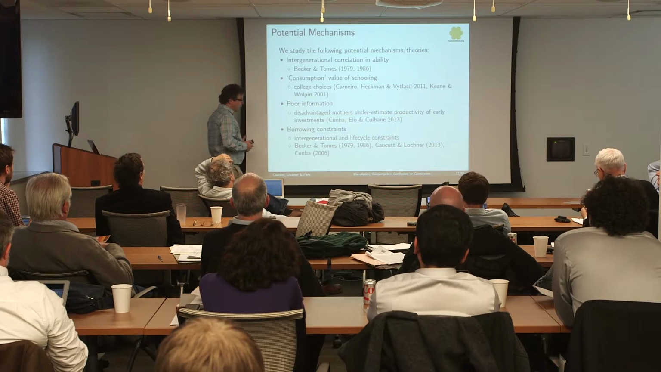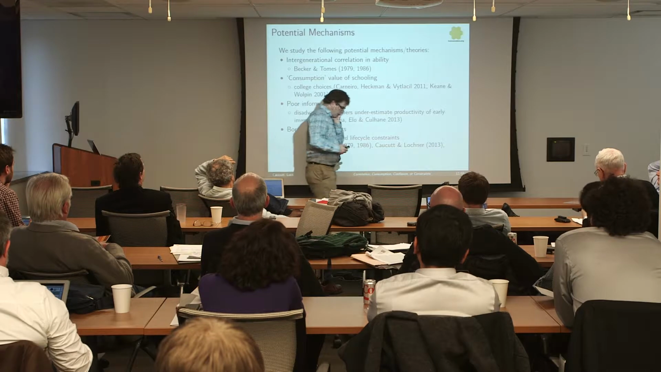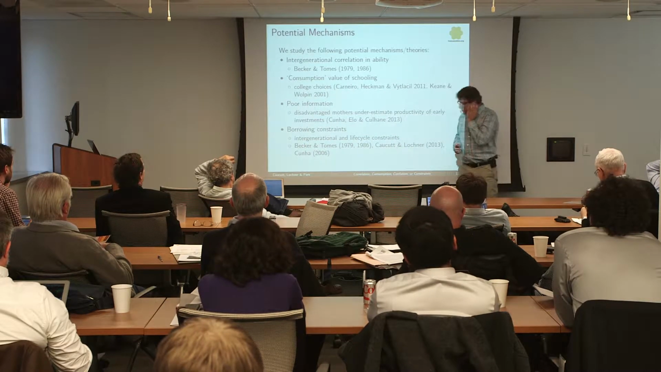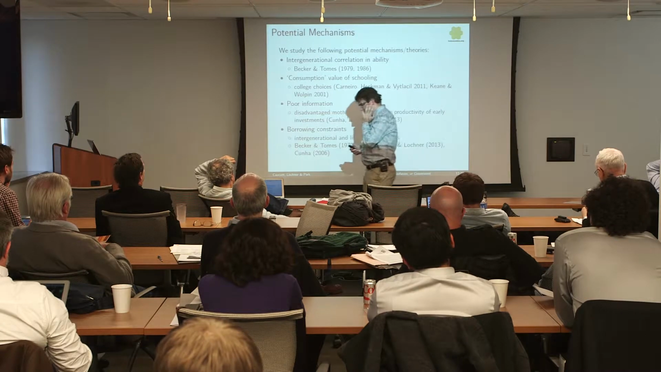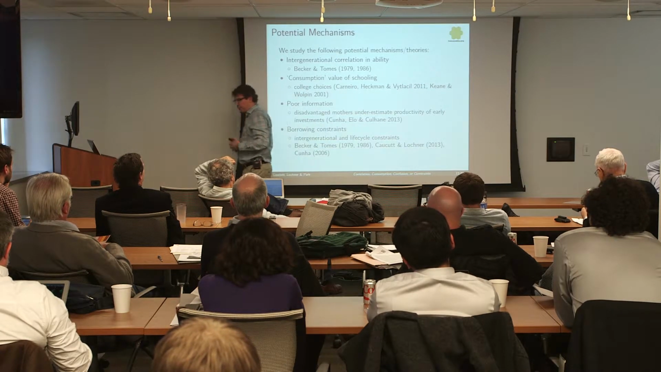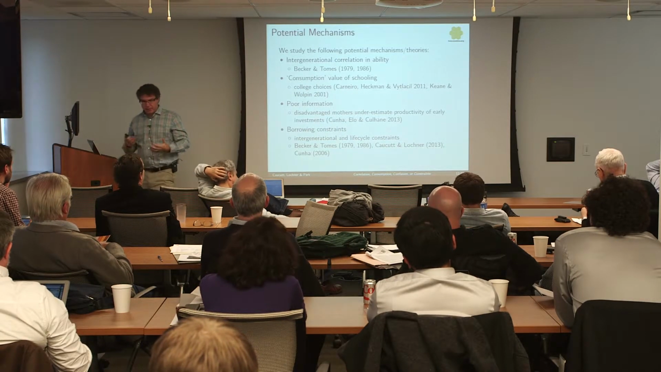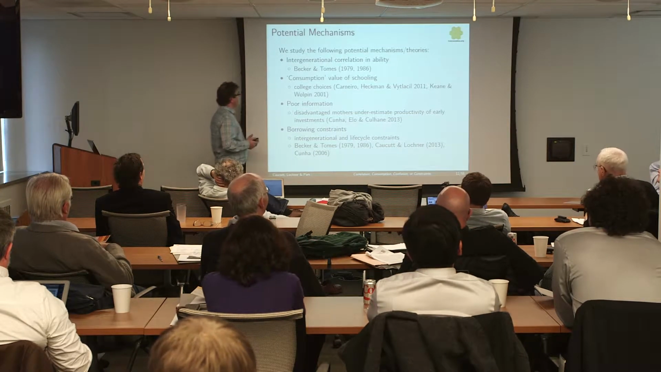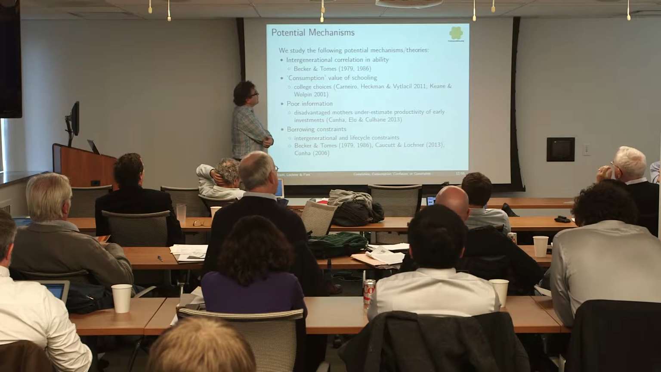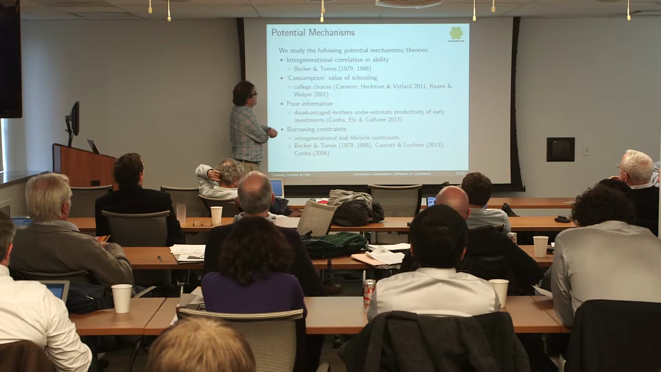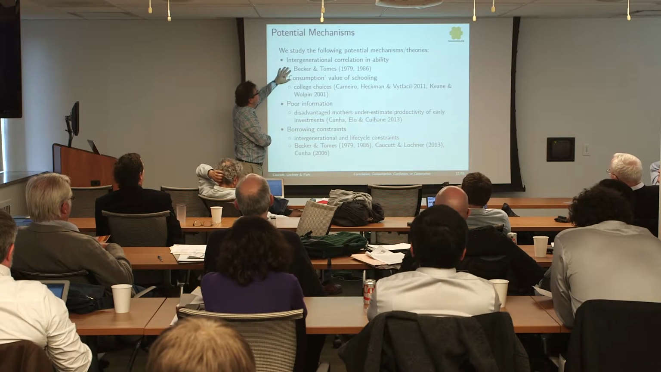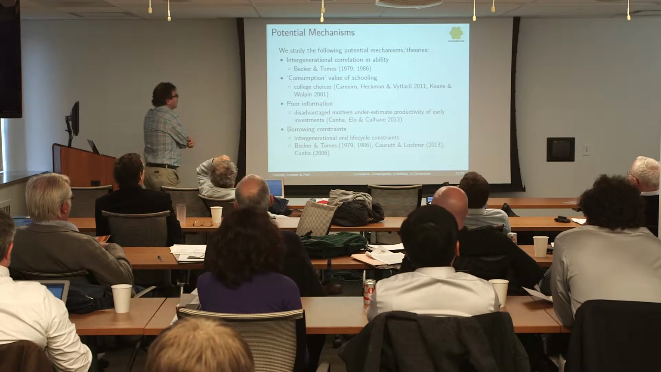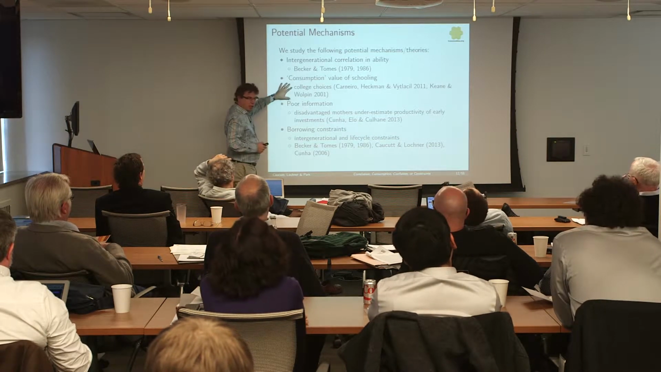So what we want to do in this paper is something fairly simple: think about different stories that people often tell that link these two sets of results. In particular, we want to think about what role the intergenerational correlation in ability might be playing. What if there's a consumption value of schooling?